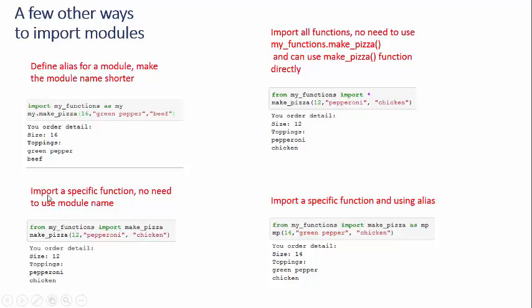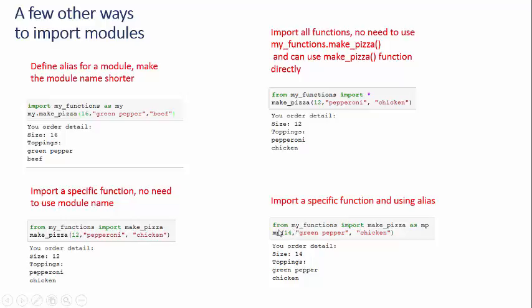And you can also import a specific function. Once you import a specific function, you do not need to use the module name or the alias name. For example, you can use from my_functions import makePizza, which specifically makes the makePizza function part of your new Python notebook. You do not need to use my_functions in front to call your function. And you can also import all the functions from your module using import star. Once you do that, you can call the makePizza function or other functions without using the module name.